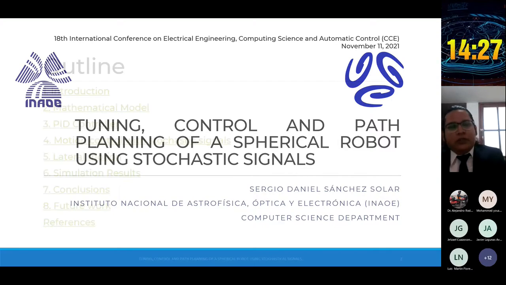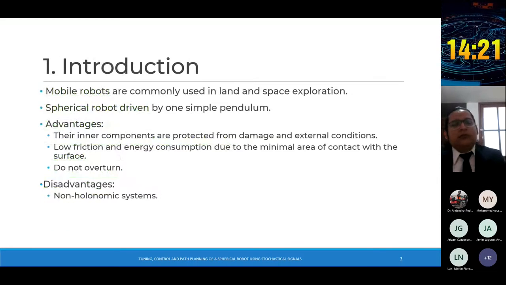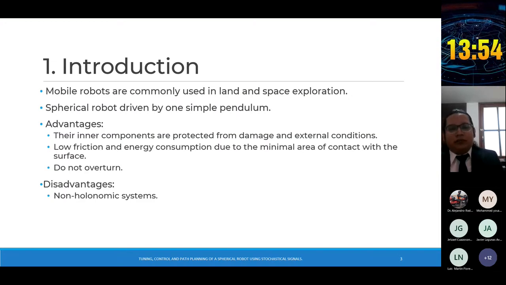So, here's the outline that we are following. And well, first of all, mobile robots are commonly used in land exploration and space exploration. And this is one of the advantages that we are going to take. In this case, we are focusing on spherical robots, specifically a spherical robot driven by one simple pendulum. So these kinds of systems have a lot of advantages against other kinds of mobile robots, considering the application that we want to give it.